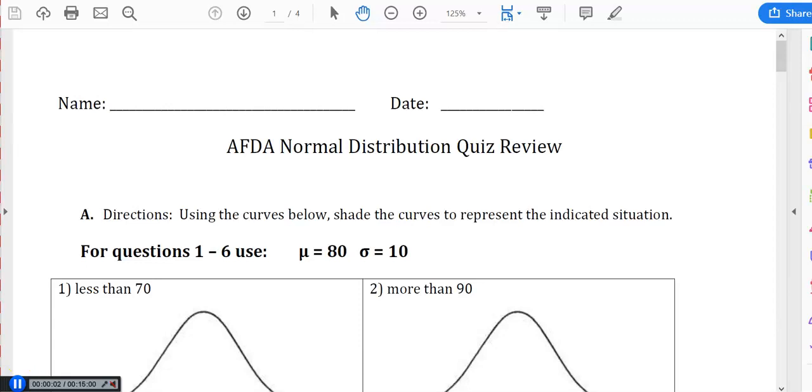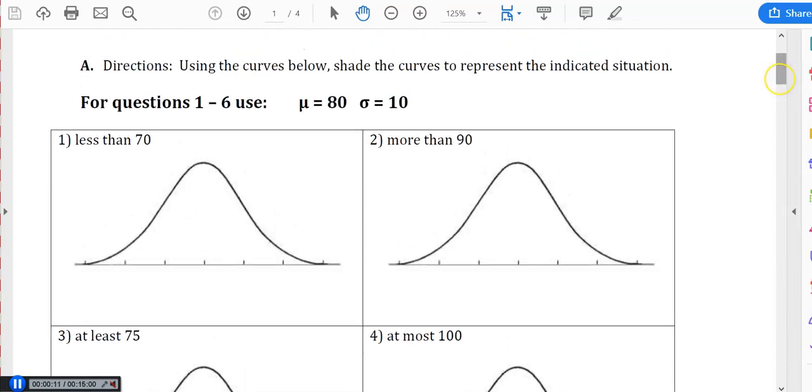Okay, so we're going to do our normal distribution quiz review. We'll start with number 1. It tells me that using the curve below, shade the curves. So I want to fill them in. Shade the curves to represent the indicated situation. And number 1, I want X to be less than 70. So I'm going to put P for the probability. We'll use that later. X is less than 70.